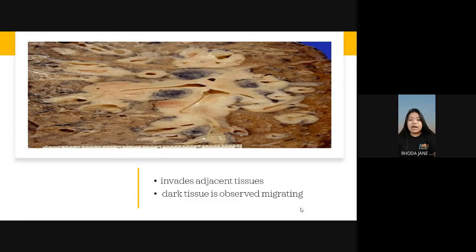This is an example of malignant neoplasm that invades adjacent tissues. A lung cancer's dark tissue observed migrating along the airways into the surrounding lung is seen in this image. The lymph nodes in the dark circular regions are also affected by the tumor.